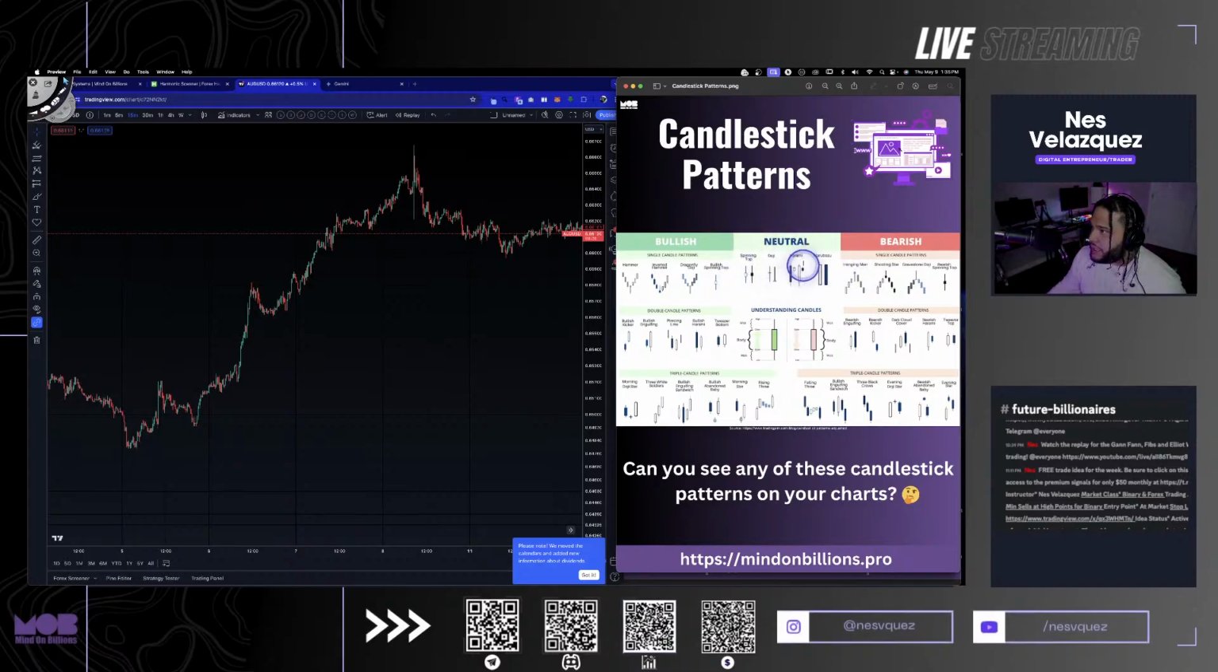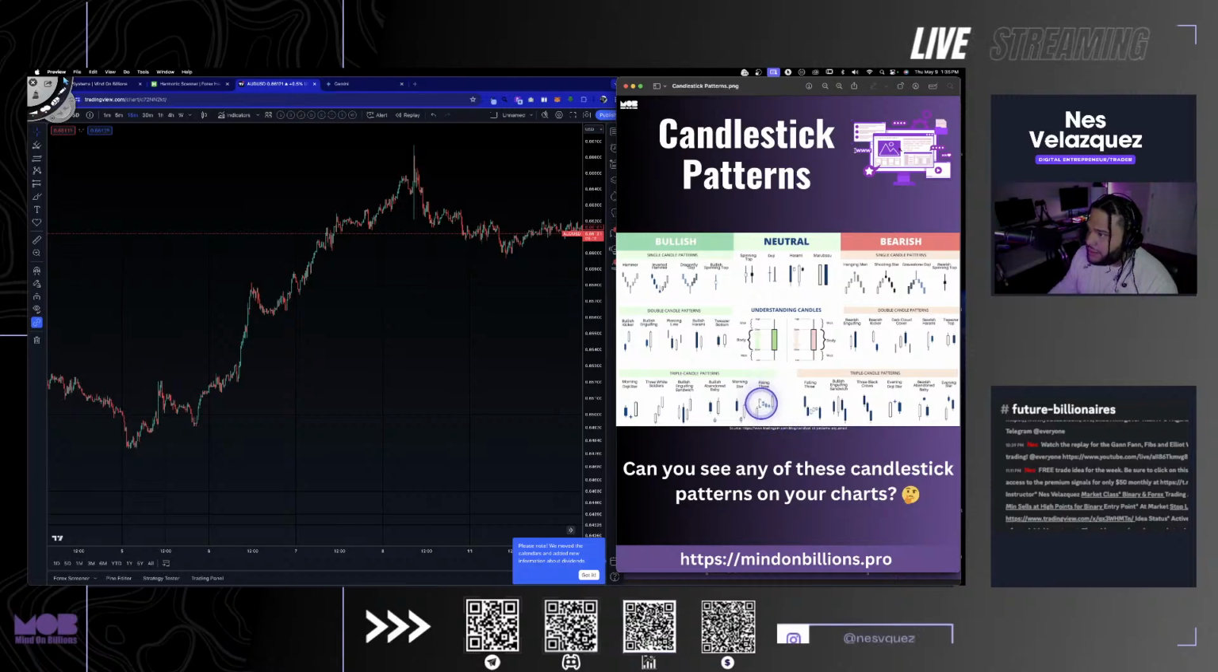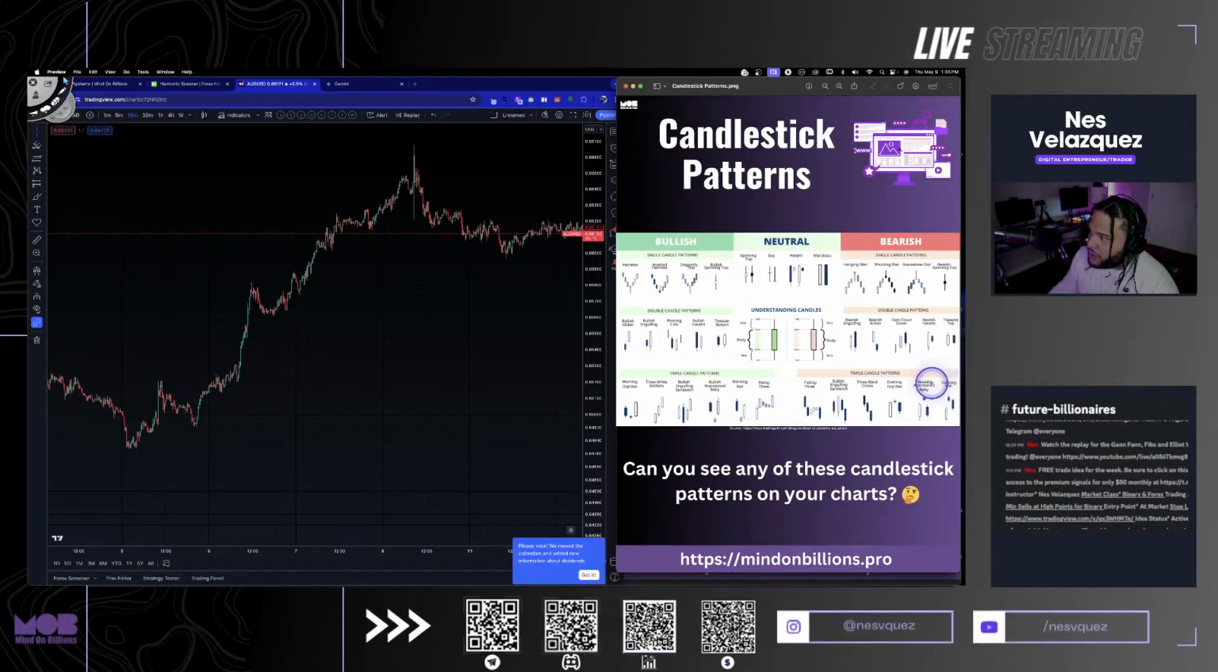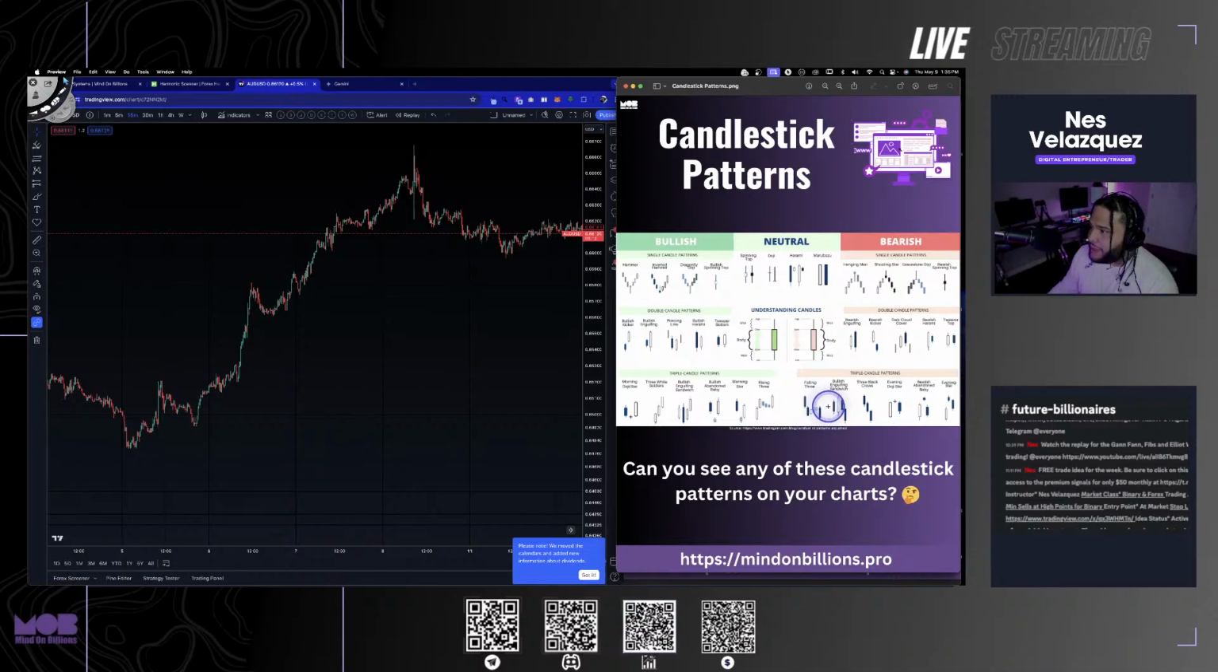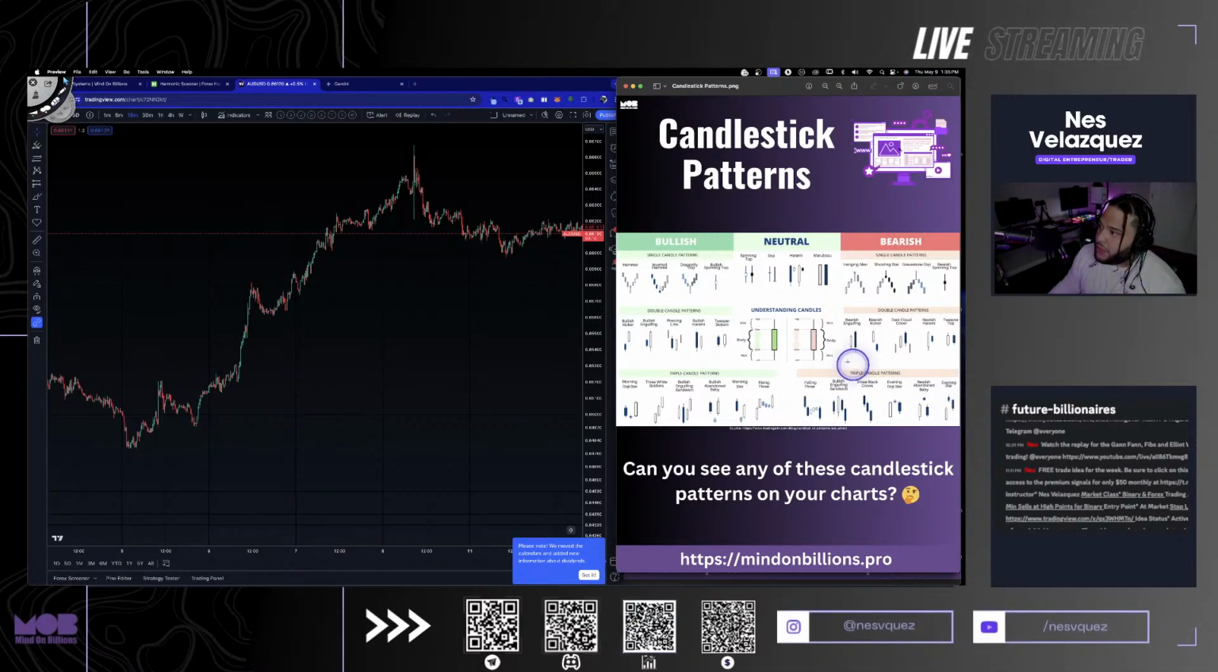Really is these three things. If you see the three white soldiers, buy. If you see the three black crows, sell. When you see the rising three, that's a pullback. When you see the falling three right over here, that's just a pullback before continuation. But definitely take a look at the spinning top. Look for spinning tops. Look for dojis. You'll be good on that.